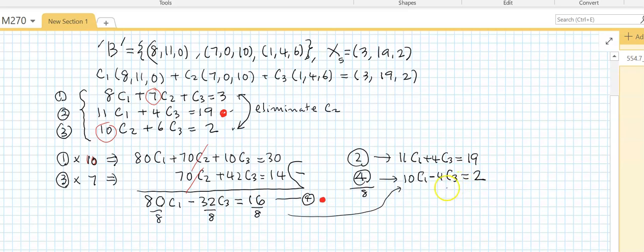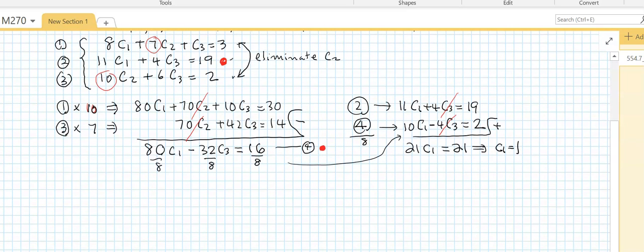So when I add these two to eliminate C3, I get 21C1 equal to 21. That gives me C1 equal to 1. Okay, we're going somewhere, right? So C1 equal to 1. So now I can find C3 because 11 times 1 plus 4C3 is 19. That makes 4C3 equal 8. That means C3 equal to 2.